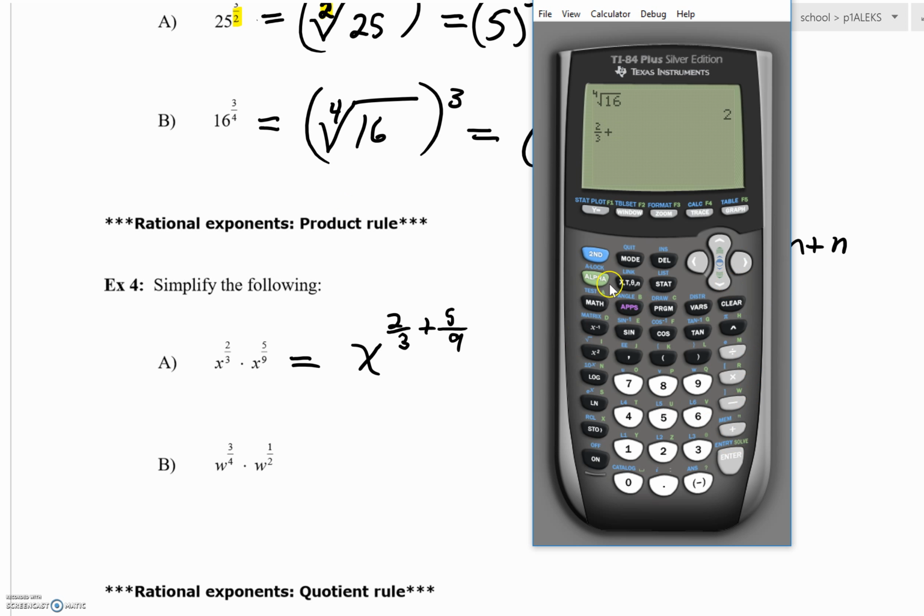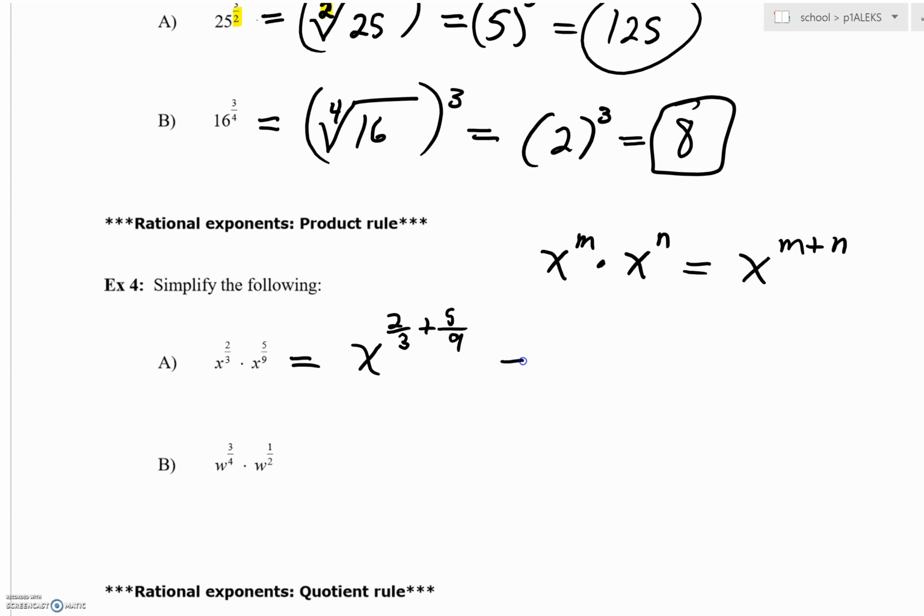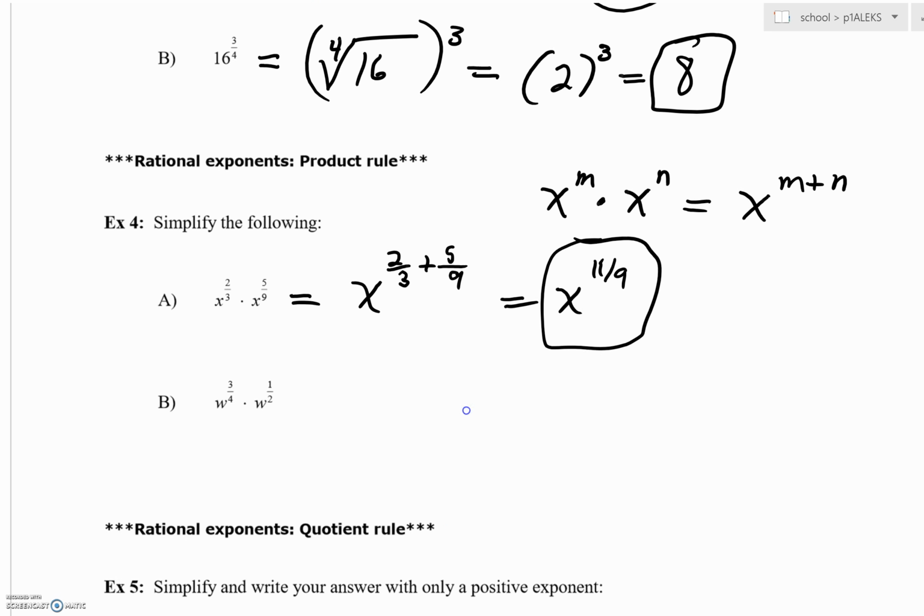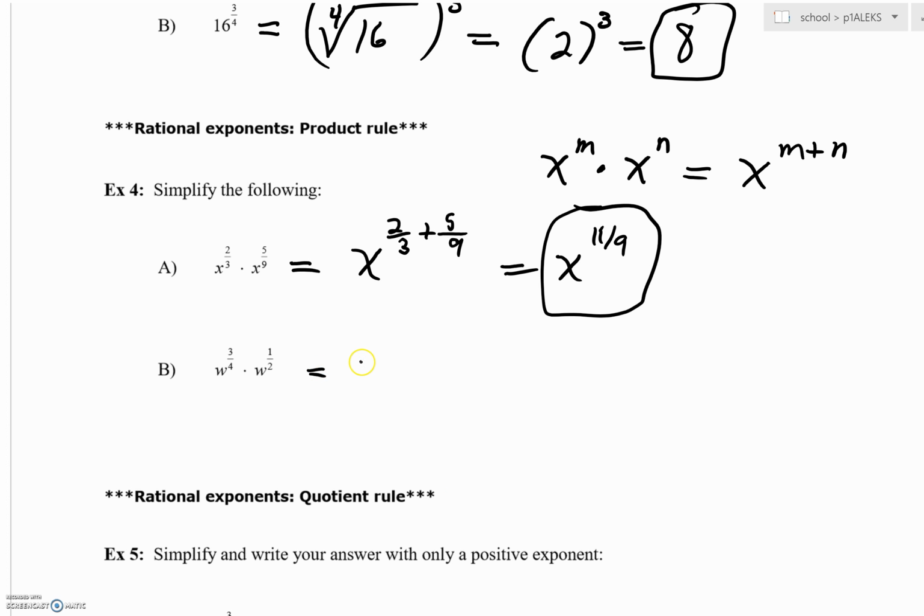We could say plus, alpha y equals always gets you your fraction option. And here's 5/9. And it does not take too long to see that you get 11/9. Final answer is x to the 11/9 power. So when you have x to a power times x to a power, you will just add those exponents together. As you look down here at your part B, very similar setup. You'll just wind up taking 3/4 plus 1/2.